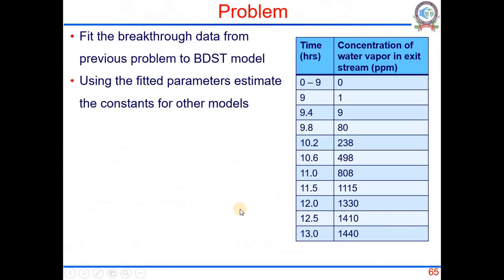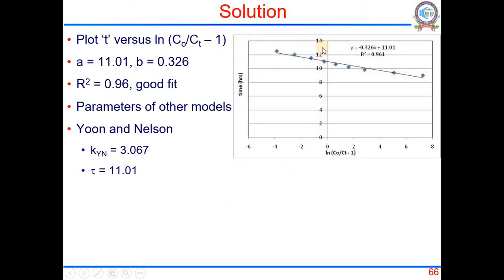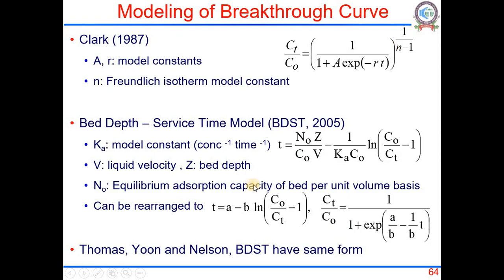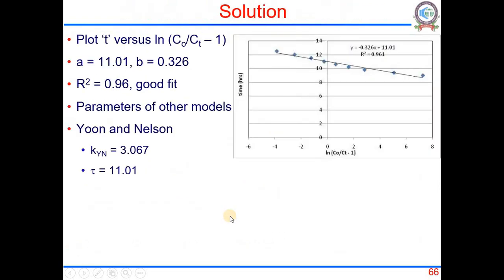Here is the data that is plotted. Time on the y-axis, ln(C0/CT - 1) on the x-axis, and this is the data. You can see that the fit is good, R square is 0.961, slope is minus 0.326, intercept is 11.01. Recall, intercept is A, so A is 11.01, slope is minus B, so B is 0.326, and R square is 0.96, so it's a good fit.